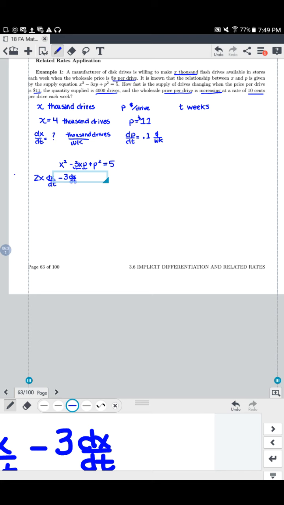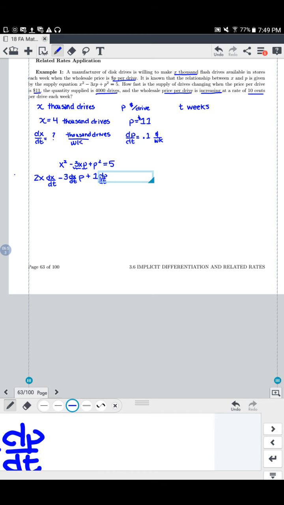Derivative of the first, negative 3x, times my second, which is p. So derivative of the first times the second, plus, always for product, the derivative of the second. Derivative of 1p is just 1. I took the derivative of p with respect to time, so I need a dp/dt. So derivative of the second is what I just did there, times the original first, negative 3x, equals the derivative of 5, which is just 0.